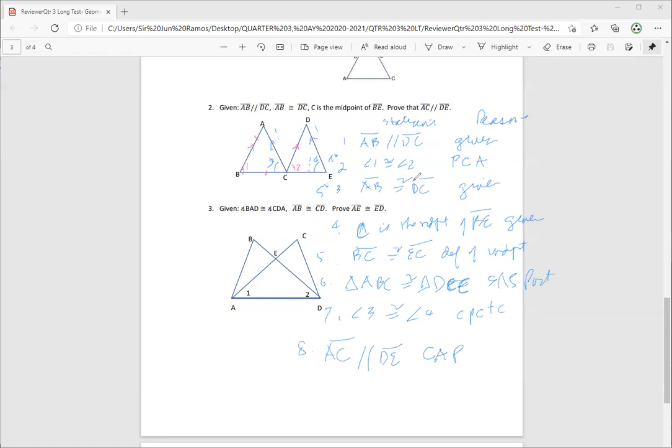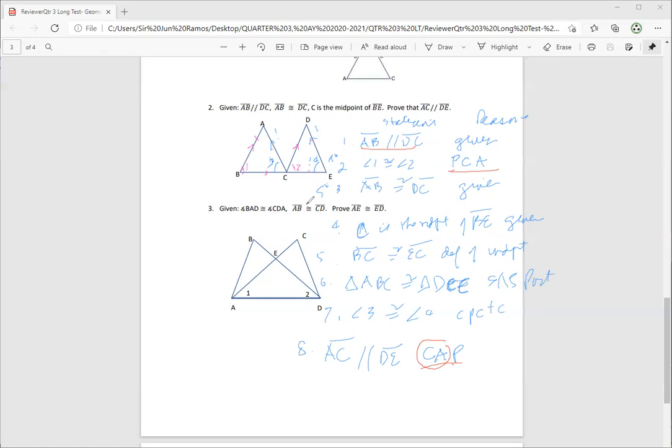Okay, I want to emphasize that. This is PCA and this is CAP. Here we are trying to prove that the lines are parallel. So we found two congruent angles, corresponding angles. Then we said they are parallel. Here we are given that they are parallel. So we have parallel and then we can say that the corresponding angles are congruent. Okay? So there you go for that number.